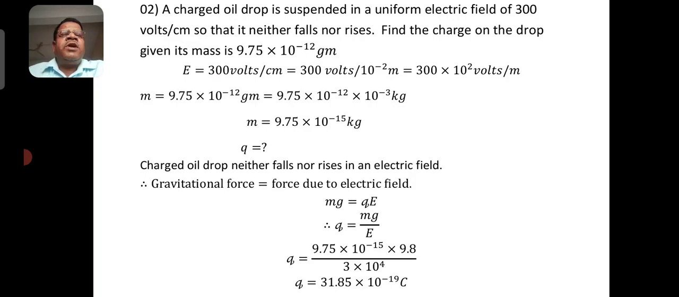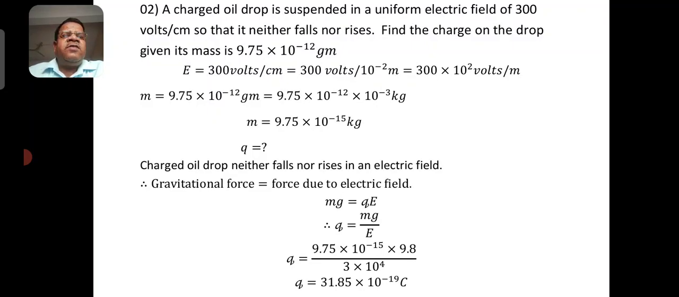See the given quantities. Strength of the electric field is given, that is 300 volts per centimeter. After converting in SI system, we get 300 into 10 to the power 2 volts per meter. Now, the mass of the charged oil drop 9.75 into 10 to the power minus 12 gram. After converting in SI system, we get 9.75 into 10 to the power minus 15 kg. They ask the charge on the oil drop.